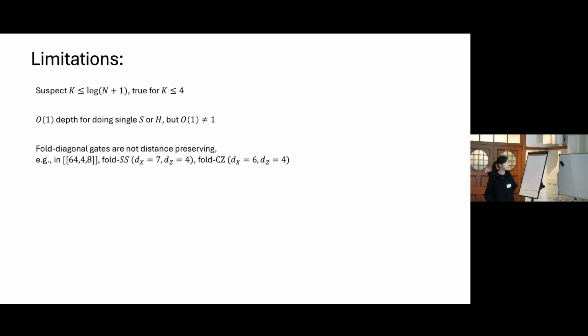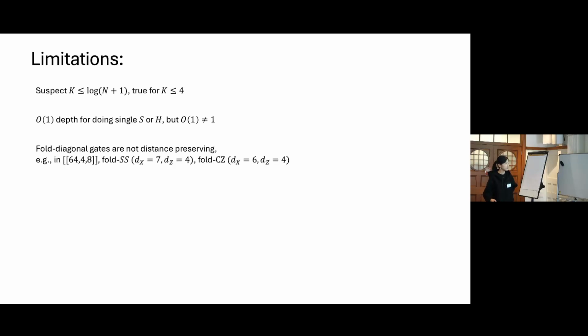So first of all, we suspect that K must be O(log N). And because my wonderful collaborator Jiming enumerated all the CSS codes up to length 14, we actually confirmed this is true for K smaller than or equal to 4. And also, I showed you a scheme of O(1) depth for doing a single S or Hadamard, but O(1) is not 1, so the depth is actually very high.